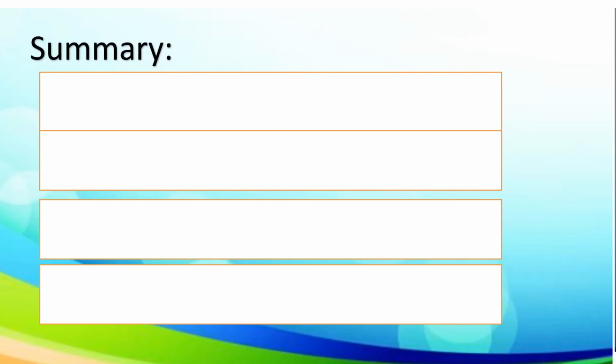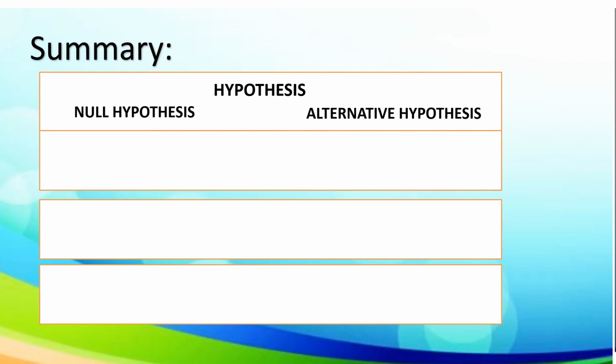Now, let's have the summary of our lessons for today. The first topic is all about hypothesis. It's a proposed explanation, assertion, or assumption about the population parameter. We have two types of hypothesis, the null hypothesis and the alternative hypothesis. Null hypothesis shows a claim based on previous analysis which the researcher tries to disprove, reject, or nullify, while the alternative hypothesis is contrary to the null hypothesis.